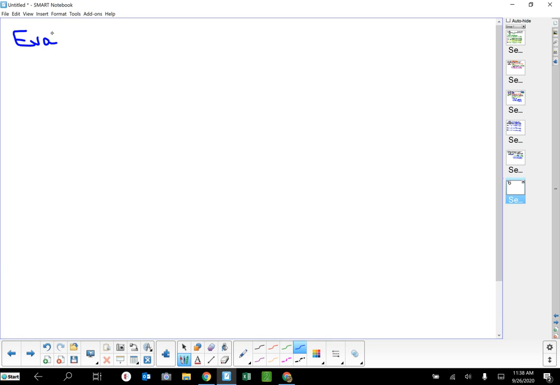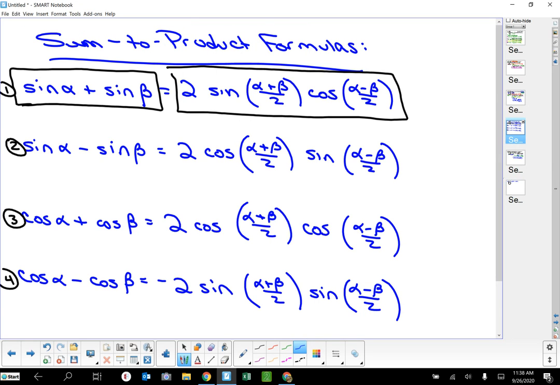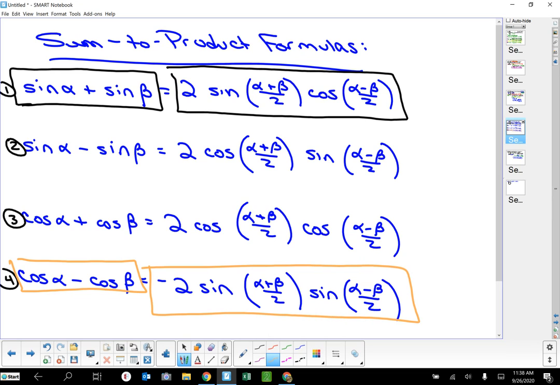Evaluate. Cosine of 15 minus cosine 75. All right, so we have cosine minus cosine. So let's go back. 1, 2, 3, 4. Cosine minus cosine is going to be this guy. Number 4. So we're going to expand out using this piece of information. So I am going to write that down on that page.